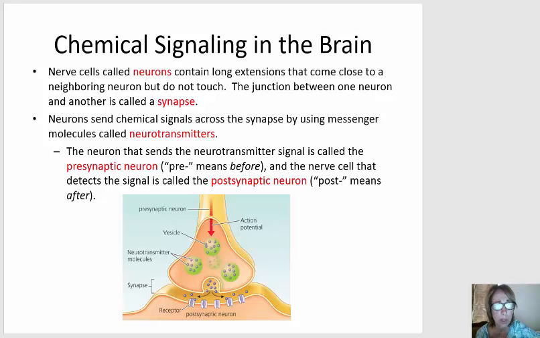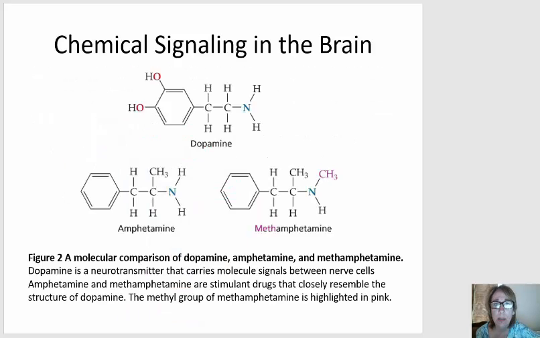Nerve cells known as neurons communicate to one another through this junction between them known as a synapse, and through the use of chemical messengers known as neurotransmitters. One neurotransmitter is dopamine. And if we look at its name, dopamine, it is an amine. We see an amine functionality at the end of this right-hand side of this molecule.